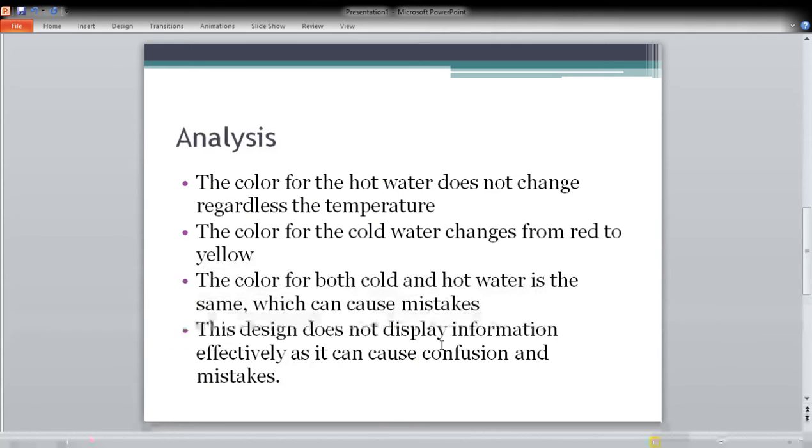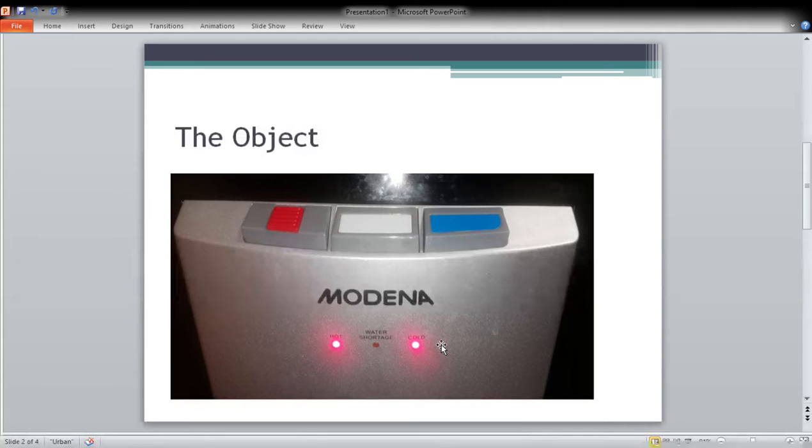The next is the color for both cold and hot water is the same, which can cause mistakes. As you can see, the color for hot water is red and the color for cold water is mostly also red. So it can cause a mistake because the color of the lamp is the same.